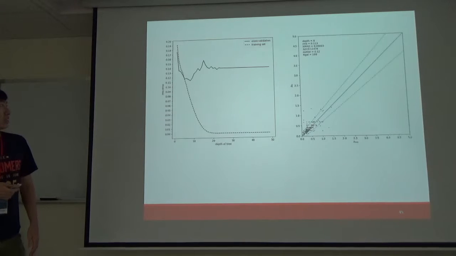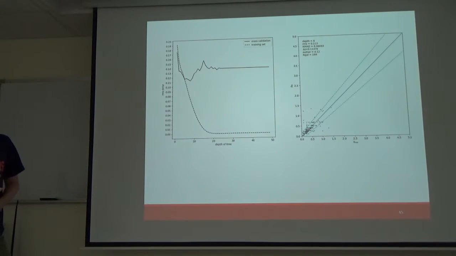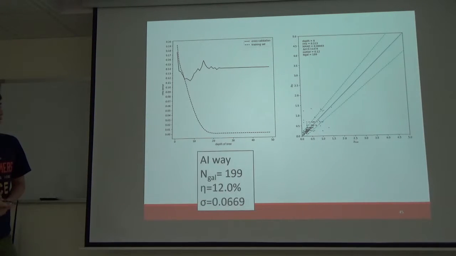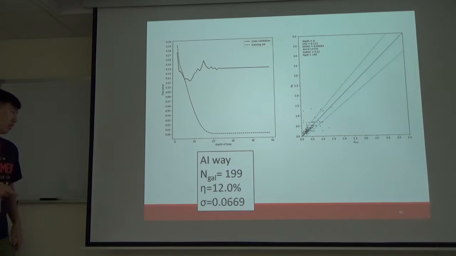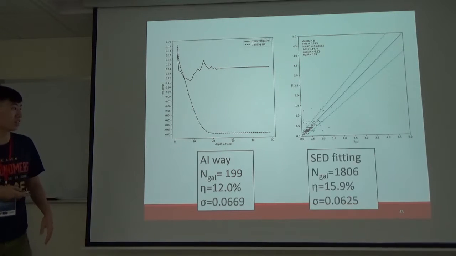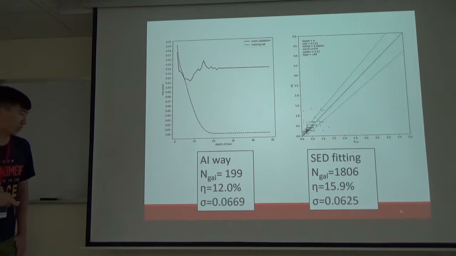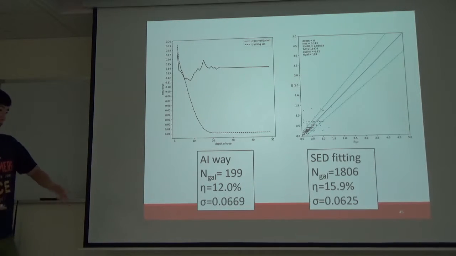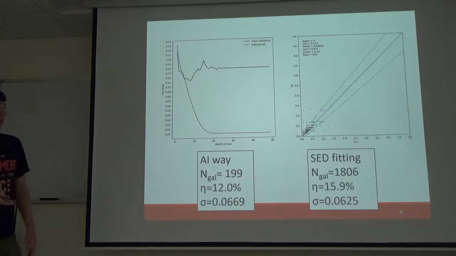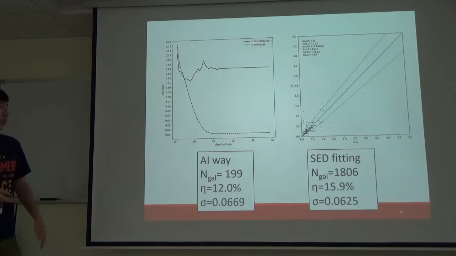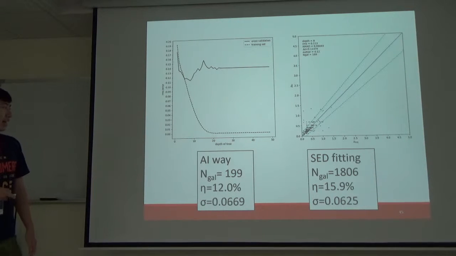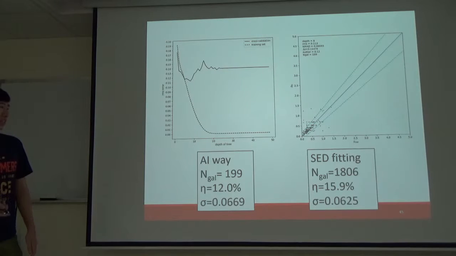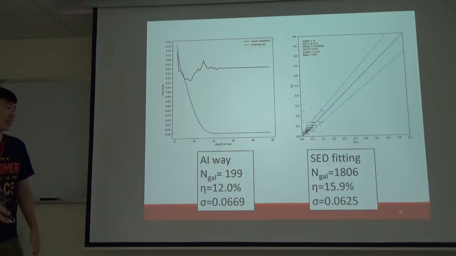And guess what? This is the result from machine learning photo-z. It has results for 199 test set samples. It has a result of 12% outliers. It's better than the original one. However, the photo-z deviation is similar. So I can claim that for the NEP case, the AI and SED results are roughly the same.